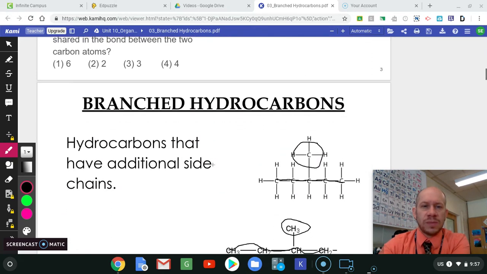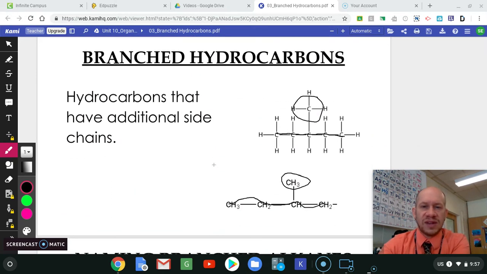Branched hydrocarbons are hydrocarbons that have additional side chains. So in these two examples, this is your long chain of carbons right here, and then here we have a side branch, one little thing, methane coming off. Here is another long chain of carbons, and then here we've got a little branch. So today we'll learn how to name these.